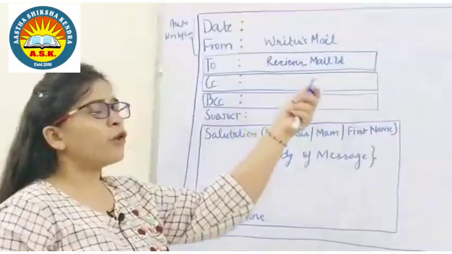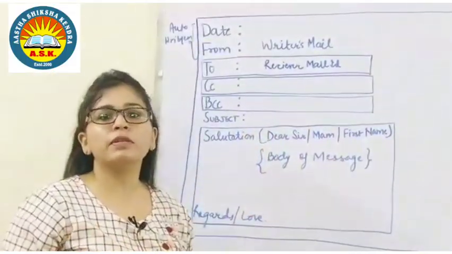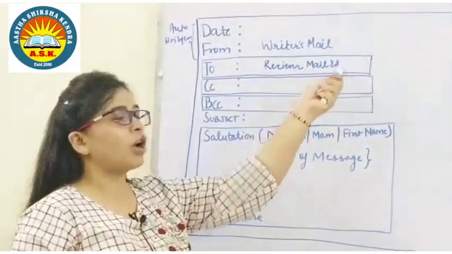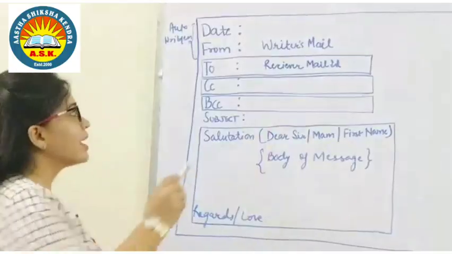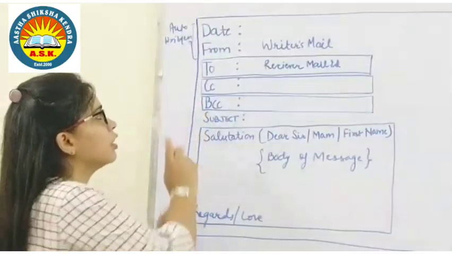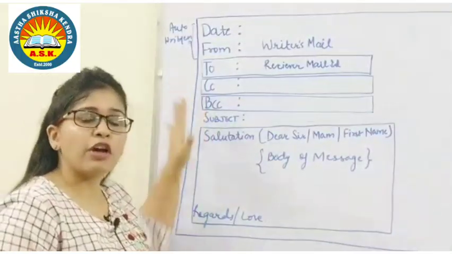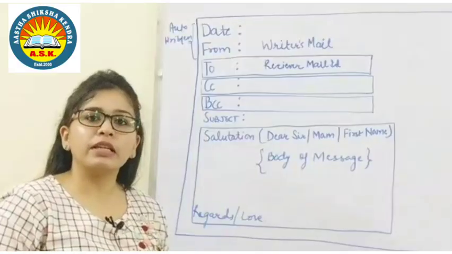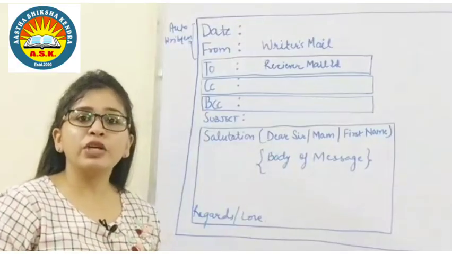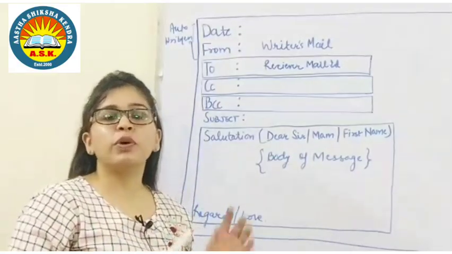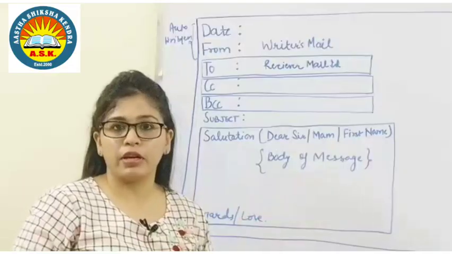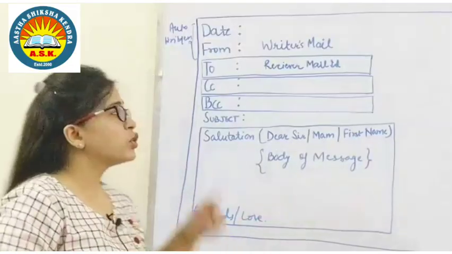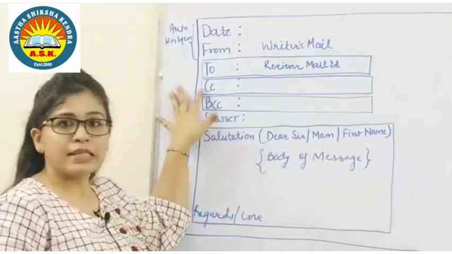So if you want to write mail to more than one person, then you can write in this column separated by commas. Next is CC column and BCC column. So CC column stands for carbon copy. If you want to send the mail to anyone else and you want his attention towards the mail, and that is the most important attention you want of that person, so you will include that mail ID in CC column.